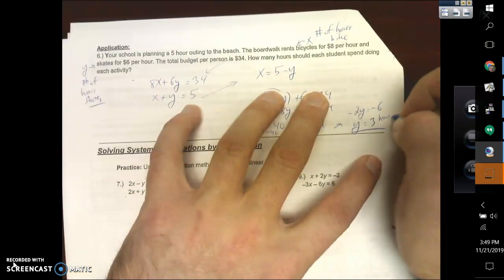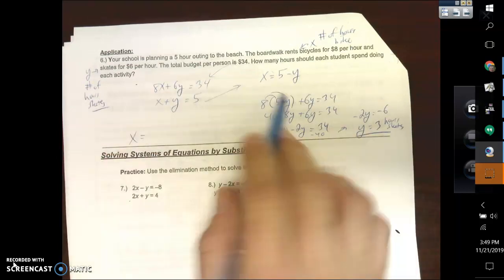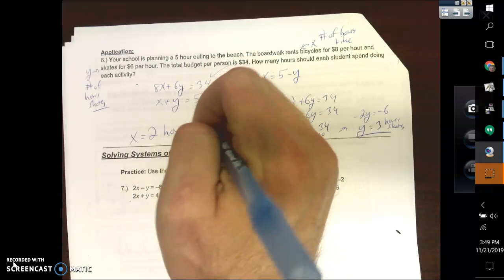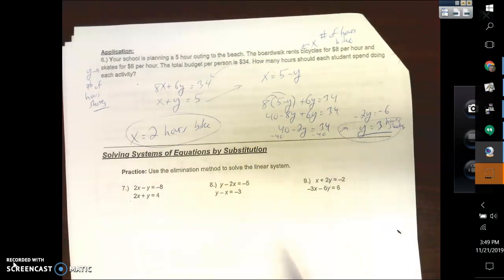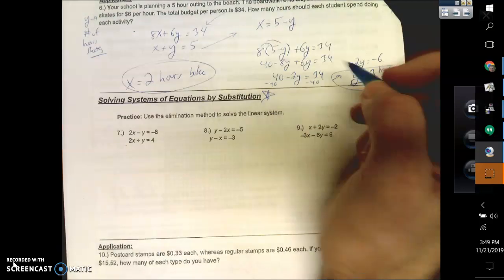So 3 hours, that is for my Y, which is skates. 3 hours skates. Which means that for my X, think of it just like right here, 2 hours bike. Okay? Good stuff. So boom, boom. I know I wrote out points before, but for a word problem, you don't really need to do that. Okay.